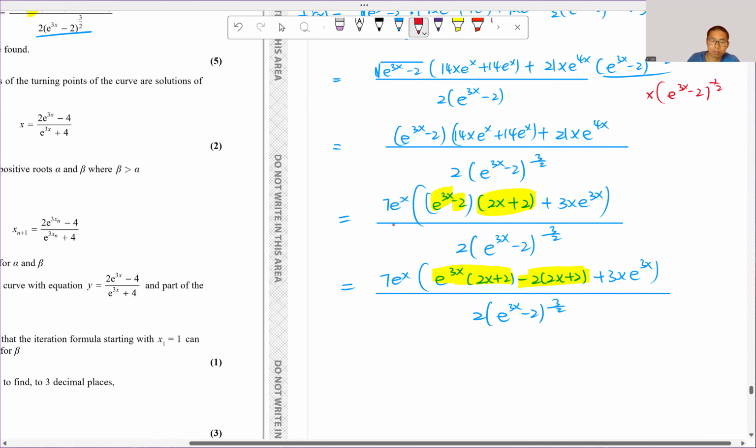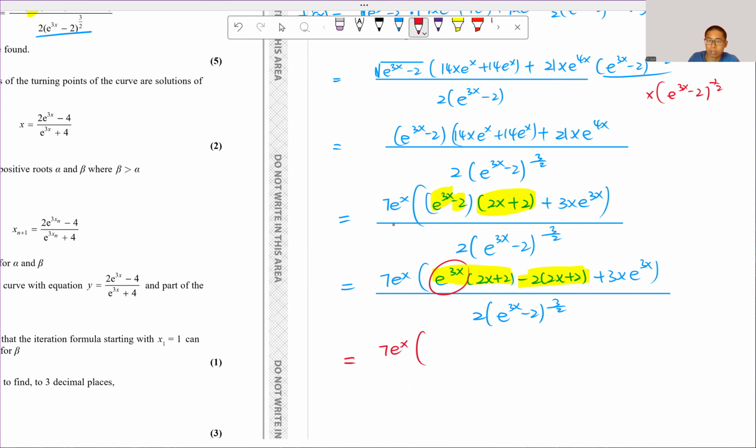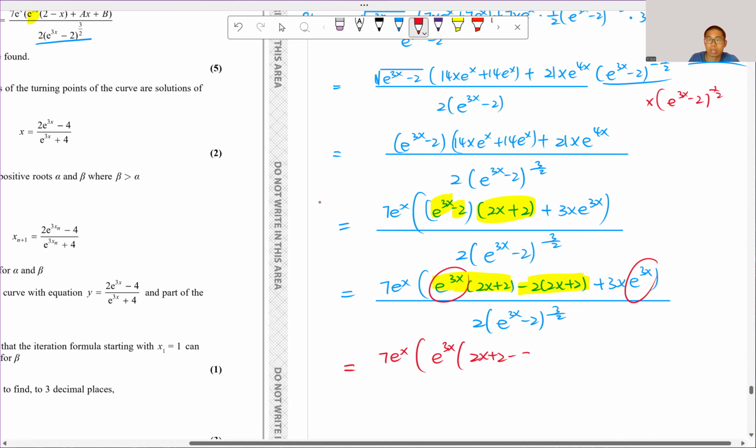So once we have this, we can do 7e^x, and then now we have e^(3x) and e^(3x). Factor them out. We have 2x plus 2 plus 3.